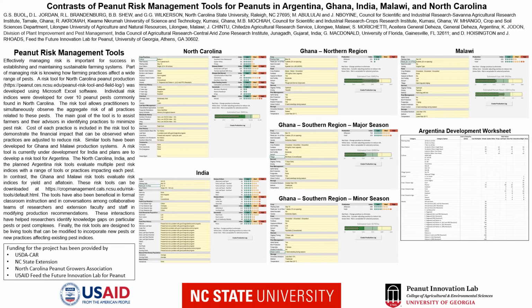3 years ago at North Carolina State University, work began on the development of a computer application which would handle the existing web-based North Carolina peanut risk application and would facilitate the development and use of risk tools specific to other peanut production areas around the world.